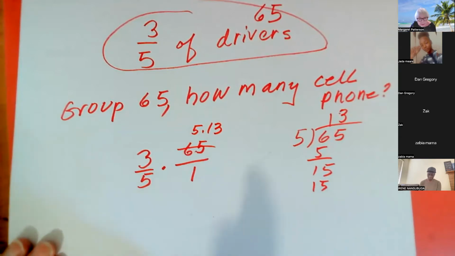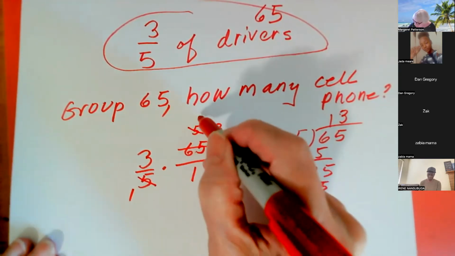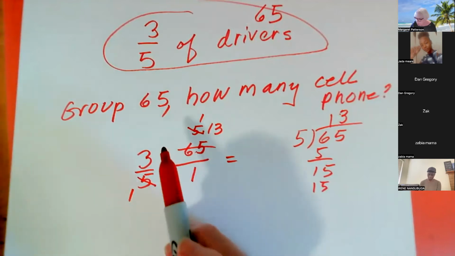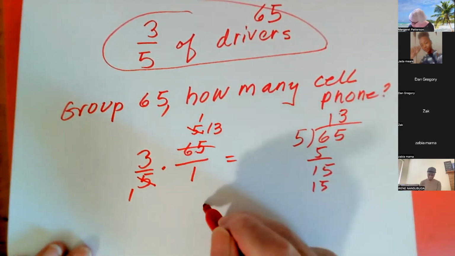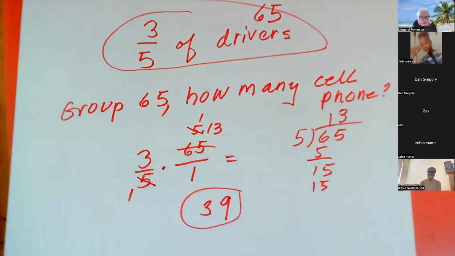I'm running out of paper, so I'm just going to finish this way. So this 5 and that 5 could be reduced and turned into 1. So now what's left is 3 times 13. 3 times 13 happens to be 39 over 1, which is 39. So that's how many of the drivers are risking their life on the road there.